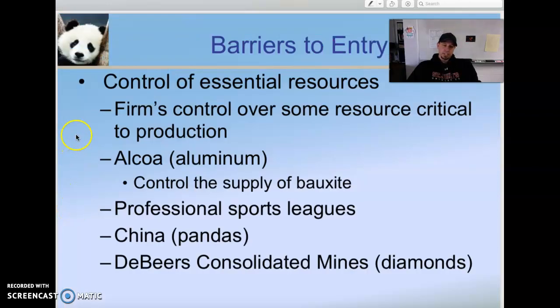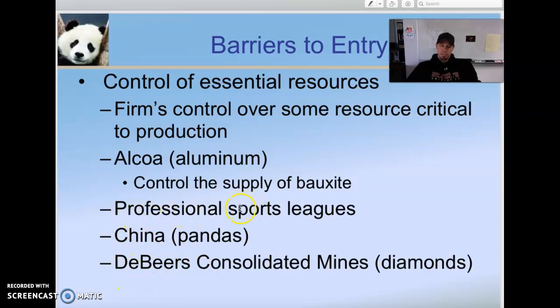And the last one then is control of essential resources. So if you happen to control some natural resource or some critical resource to your good or service, then you are able to establish what we call monopoly power. A couple of examples here: De Beers Diamonds owns 92-some percent of the world's diamond mines. You own the diamonds, you have the cornerstone on the diamond market.